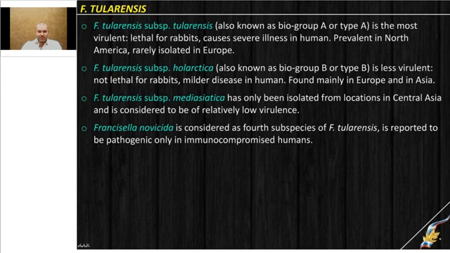The third subspecies is a very rare subspecies. It is mediasiatica. It is isolated only in some regions of Central Asia, with a very low incidence of disease in humans, and usually the cases are very mild, and the bacteria is rarely registered and reported. One more species of Francisella is Francisella novicida, and some scientists say that actually that microbe should be classified as a 4th subspecies of Francisella tularensis.